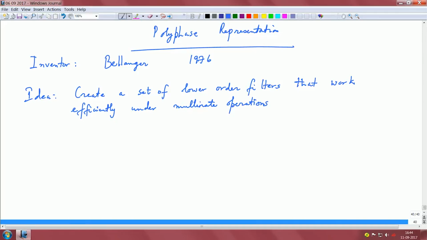Okay, and this idea also leads us towards simplified theoretical results and has a lot of very interesting consequences for designing efficient architectures for multi-rate systems. So, let us start with a basic idea. So, this is the original idea: to create a set of lower order filters that work efficiently under multi-rate operations. So, let us start with a basic idea, I mean an example I would say.